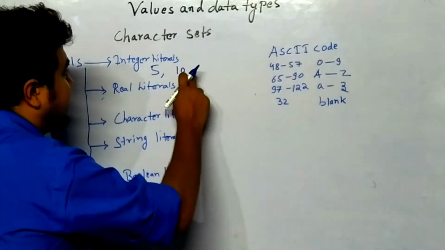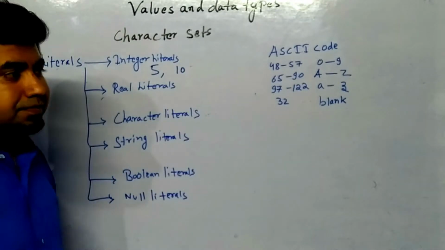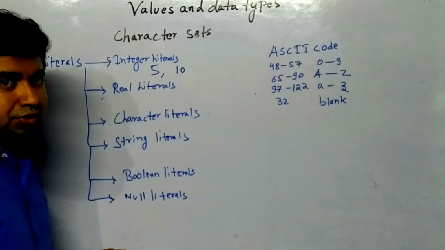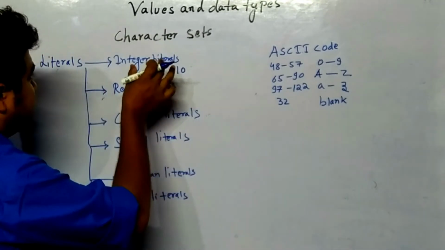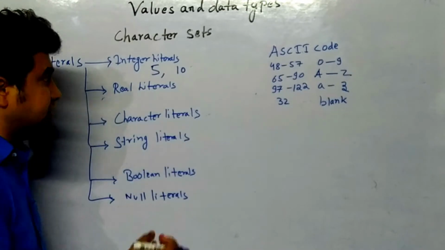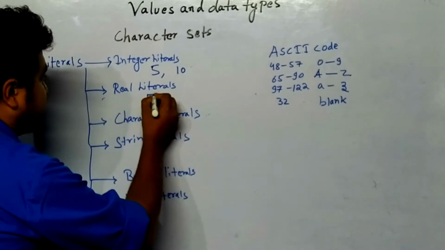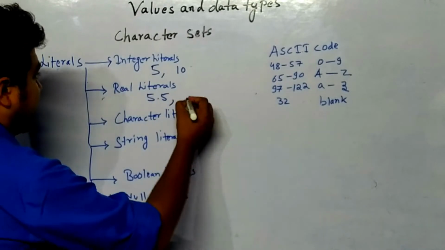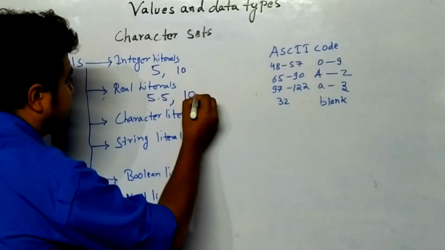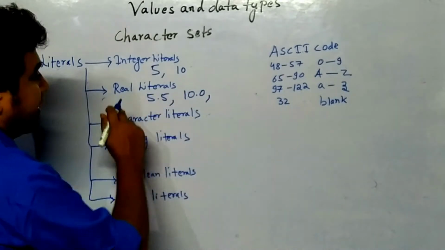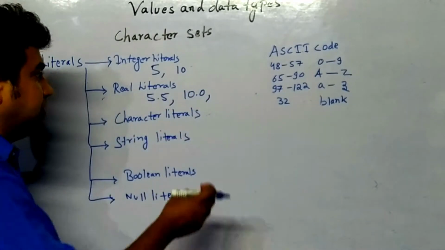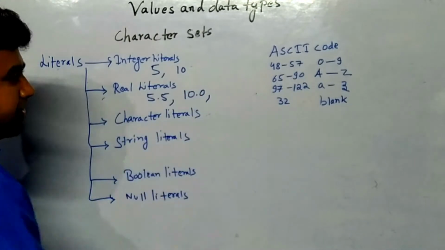If I have to write an integer literal, then it should be 10. So I can say about real literals, as you understood the definition, that the literals which are not integer literals are real literals. So yes, I can say about 5.5, this is a real literal, or you can say about this 10.0, this is also a real literal, because it is having a fractional part, or you can say decimal part. Character literals.